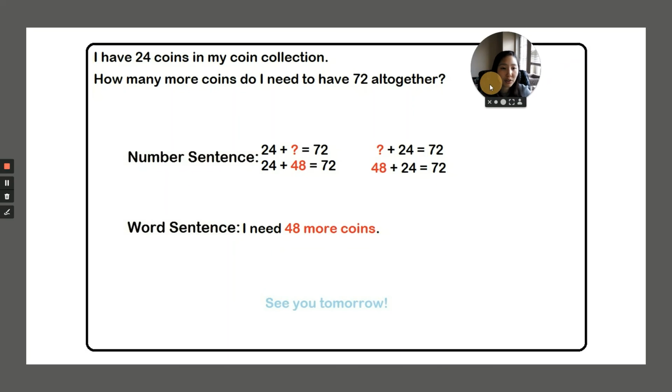Now that you watched all of my videos, this is my number sentence and my word sentence that I have completed. So if you notice, I always have a couple where I have the ones with question marks in them and I have the one with the answer in them. Make sure that if you have the ones with the answers in them, you are boxing them so that we know that number 48 is your answer and not the 24 or the 72. My word sentence is, I need 48 more coins.